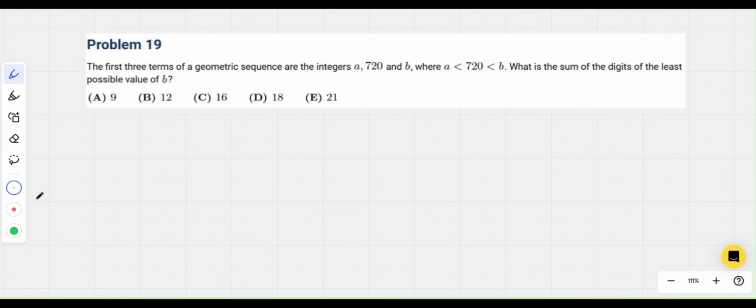Okay, so we have a geometric sequence. All this means is that we're multiplying by some number. So for example, the geometric sequence 2, 4, 8, this would just be we're multiplying by 2: 2 times 2 is 4, times 2 is 8. So we're going to do something similar with this problem, right?